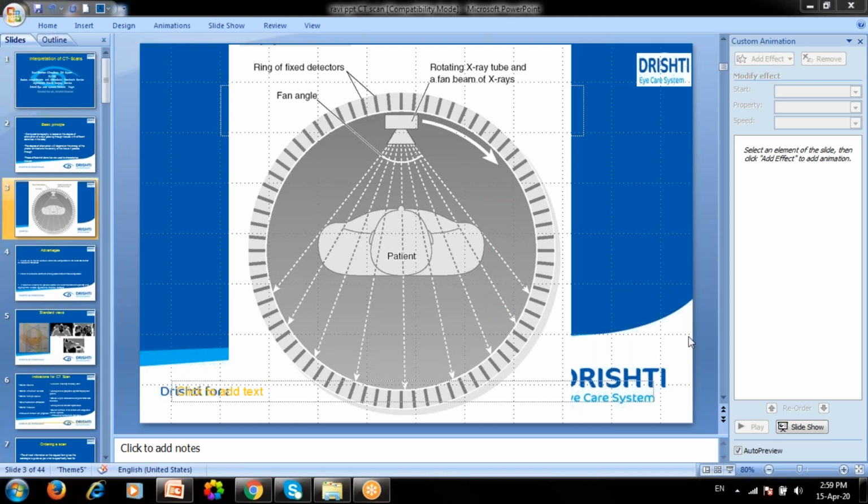Okay. So, thank you so much, sir. There is another question. Can we differentiate whether there is a benign tumor or malignant tumor from the CT scan? How can we differentiate whether this is a benign tumor or malignant tumor from the CT scan?